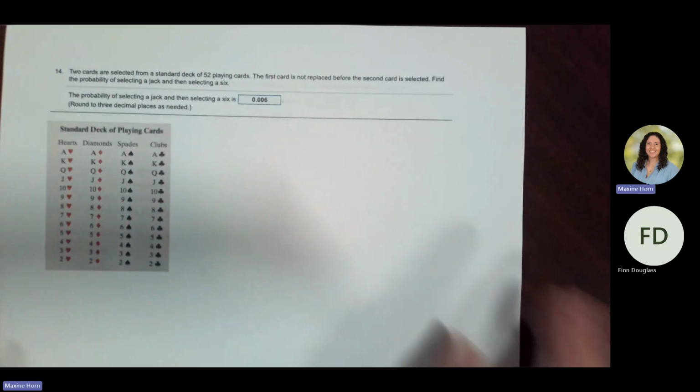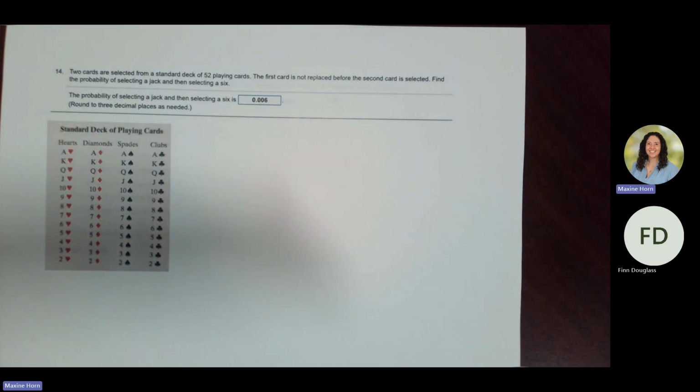Okay, so we're dealing with cards here, a deck of cards. Two cards are selected from a standard deck of 52 playing cards. The first card is not replaced before the second card is selected. Find the probability of selecting a jack and then selecting a 6. So a few things to note here. They do expect you to know what a deck looks like and is made up of, and how many cards there are of each type, and all of that.